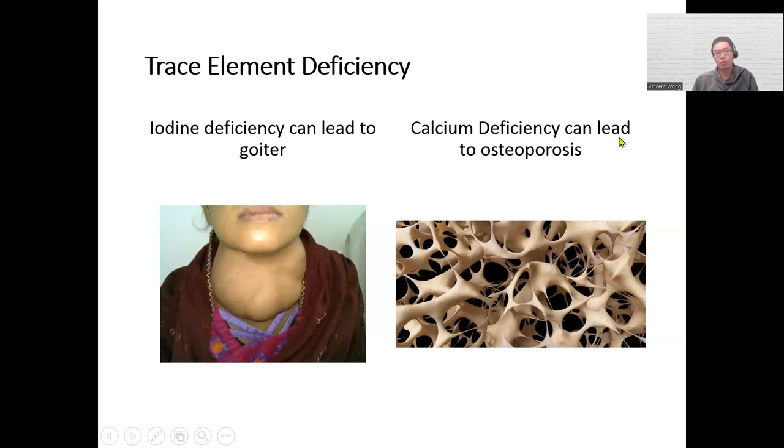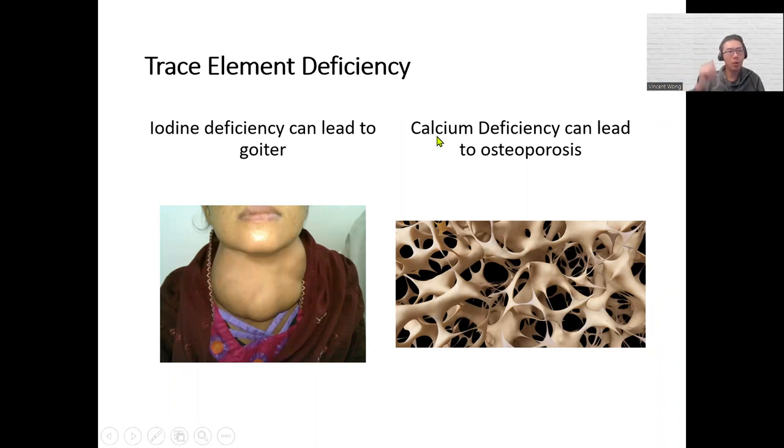Calcium deficiency, I'm sure you're aware. If you don't have enough calcium, that could weaken your bones, right? These are your bones, and then they become very, very porous. A lot of holes in them. That's called osteoporosis. Okay. Too much is not good either.